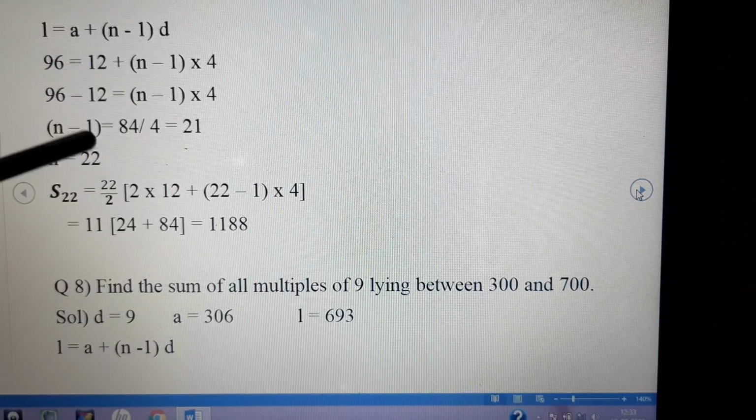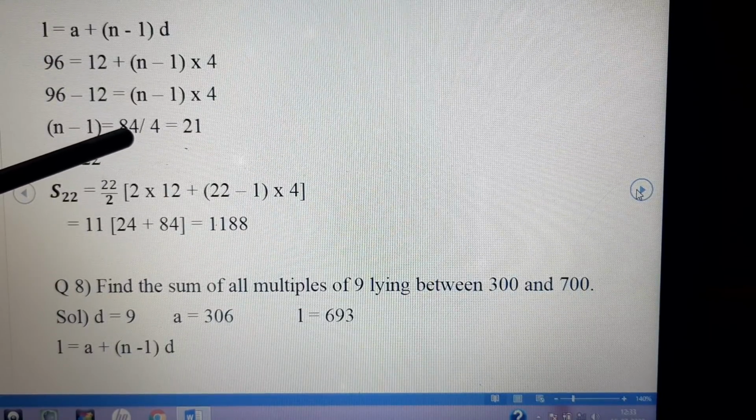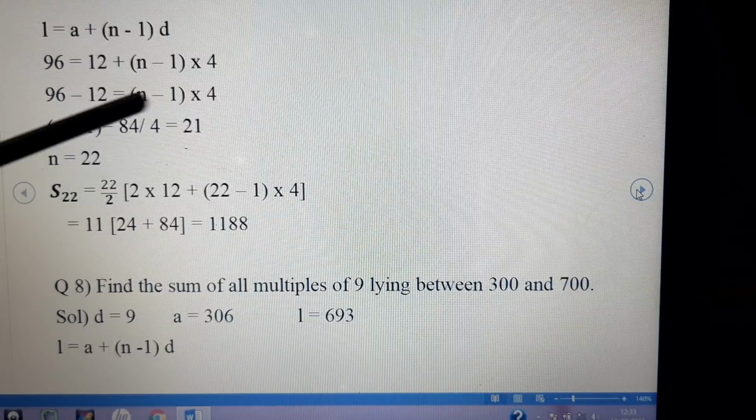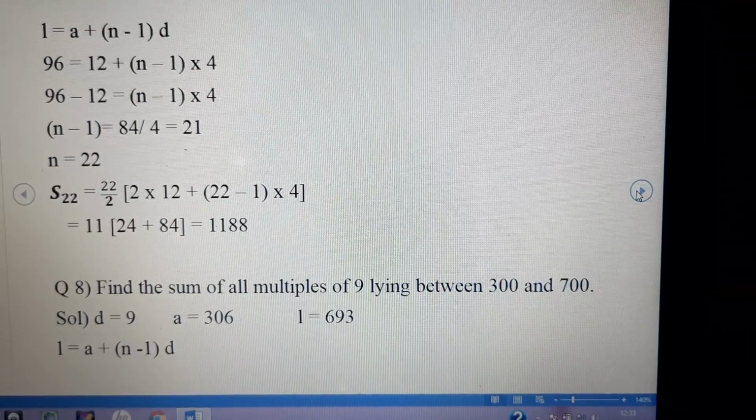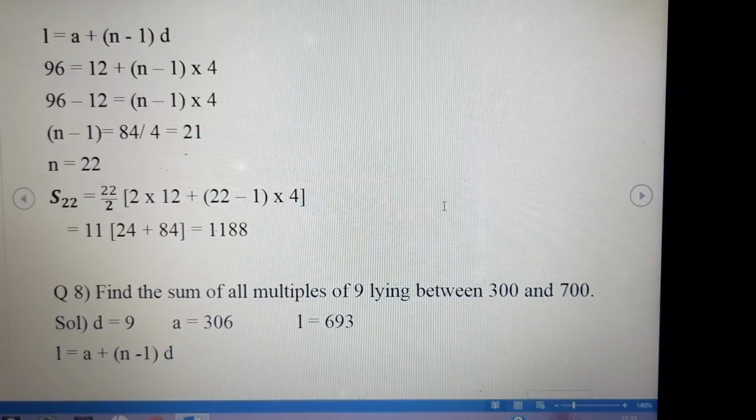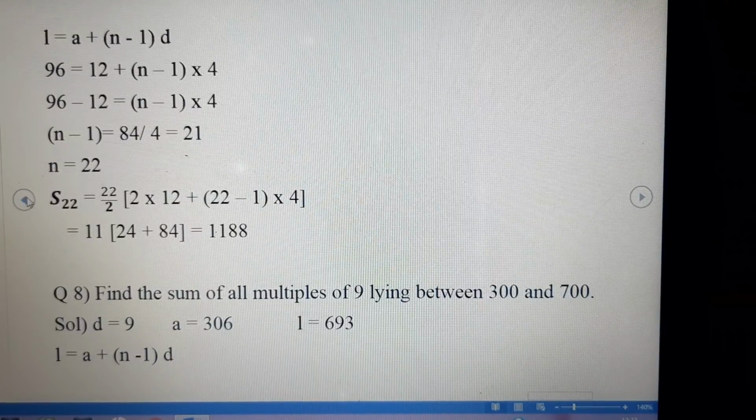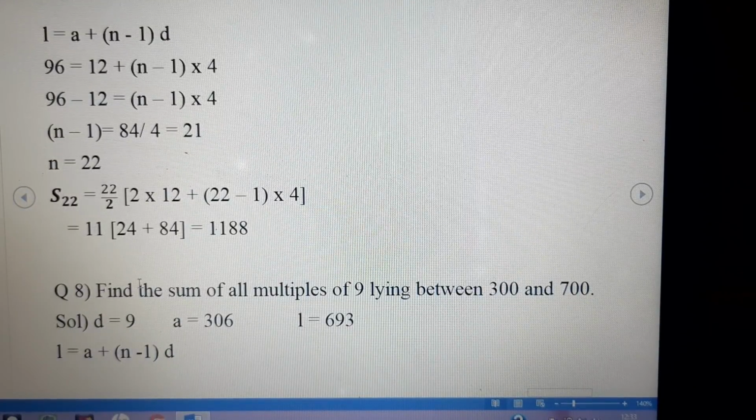N minus 1 into 4 we have calculated. 12 will come here with minus. N minus 1 is equal to 84 divided by 4. This 4 will come in division. So it becomes 20. N minus 1 is 21. N is 22. Then we will calculate the sum of 22 terms.